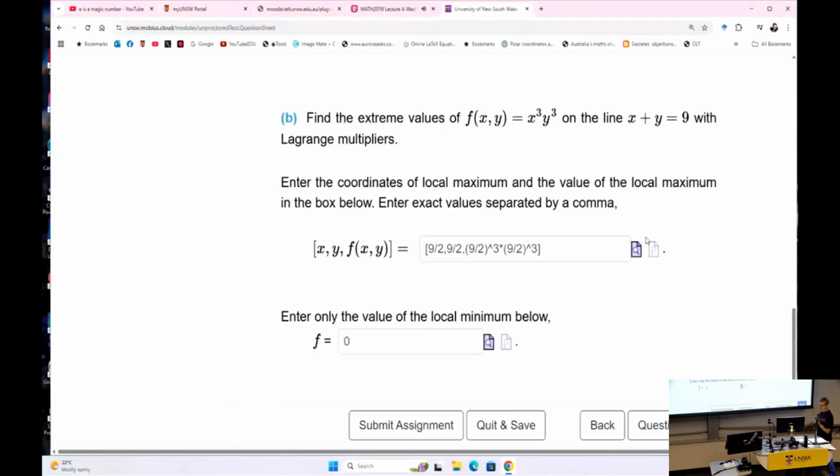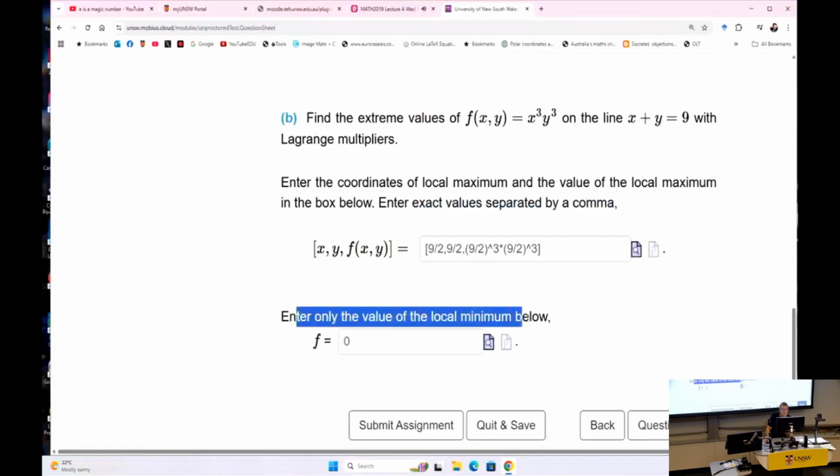All right, so this is a Lagrange multiplier question. So you've got a surface, and it's restricted to this line. Okay, and we want to find the extreme values of that, and they talk about the local max and the local minimum, into the exact value separated by a comma. Okay, but down here is where it gets a little bit interesting.